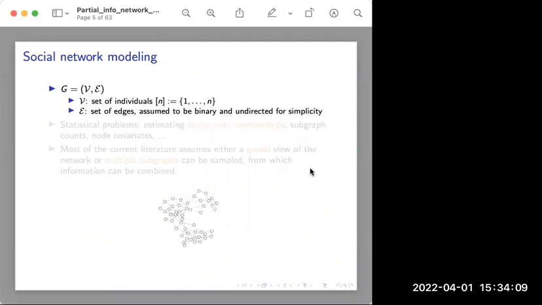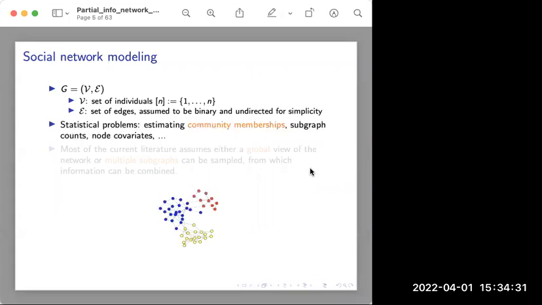So just to set up again, we have a graph with a set of nodes, and they represent n individuals. And the edges, for simplicity, we assume them to be binary and directed. And of course, in reality, these edges can be weighted, they can be directed. Just for a start, we consider the simple case first.